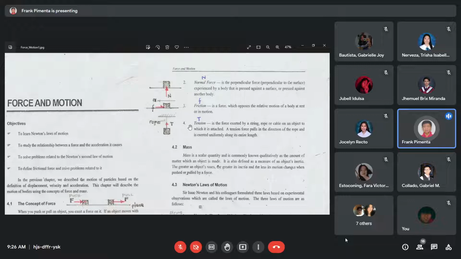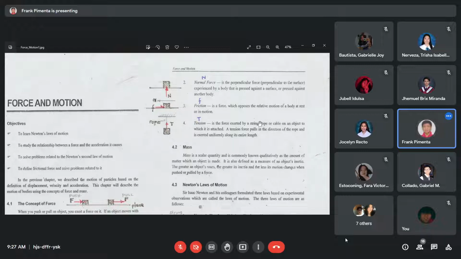Okay, wala. So, it's clear. Tension. Tension is denoted by capital letter T. And it's defined as the force exerted by a string, rope, or cable on an object to which it is attached. So, sinasabi ito, if this object is tied by means of a string, rope, or cable, pag minention yung materials, rope, string, or cable, there is a force called tension.